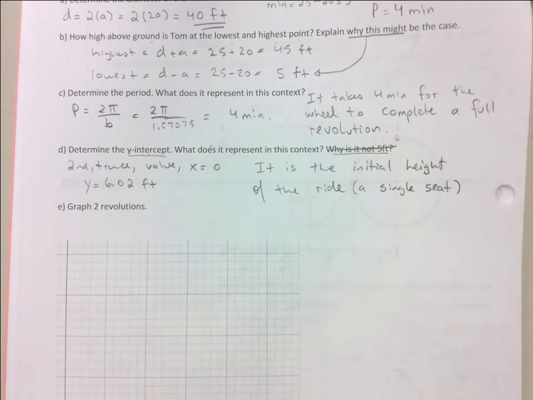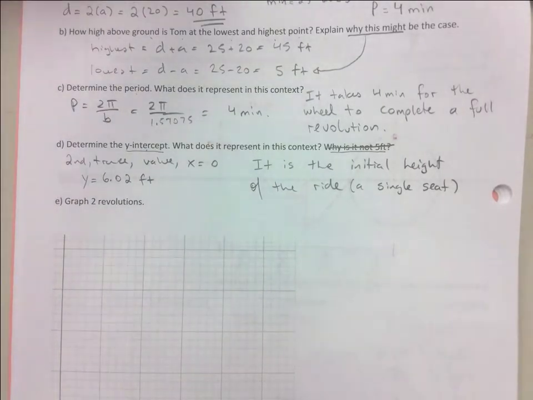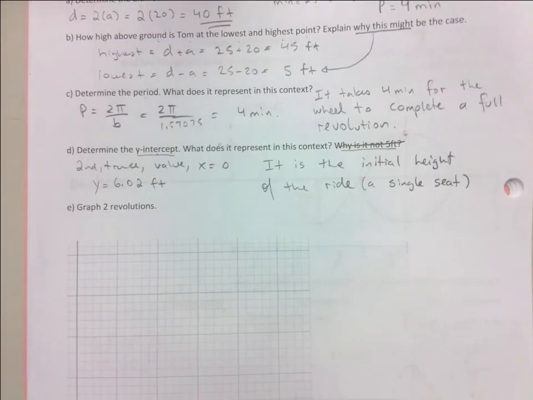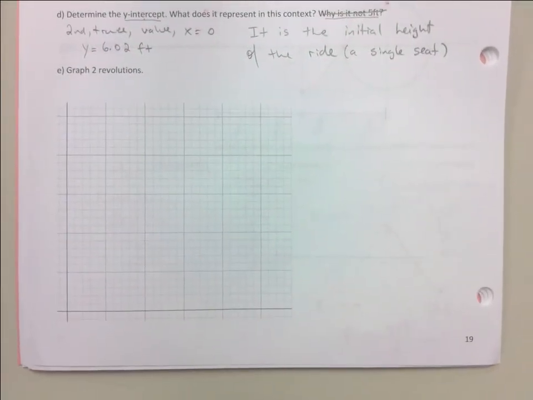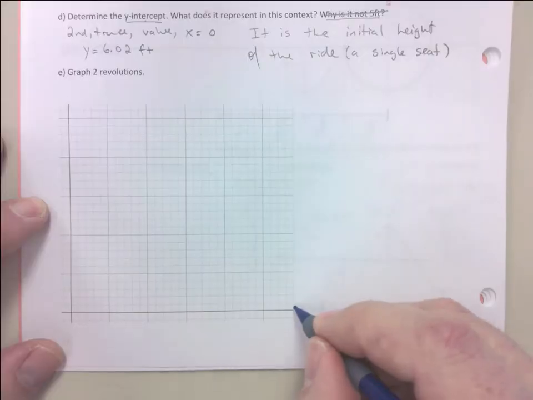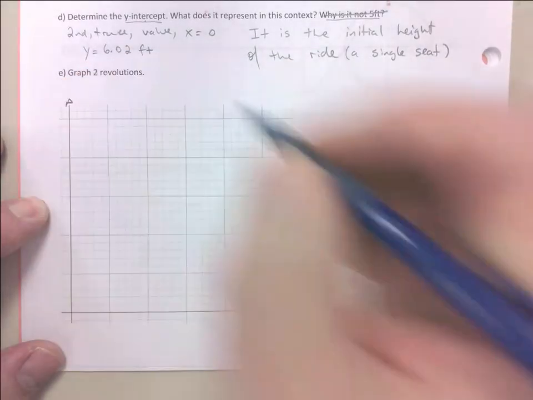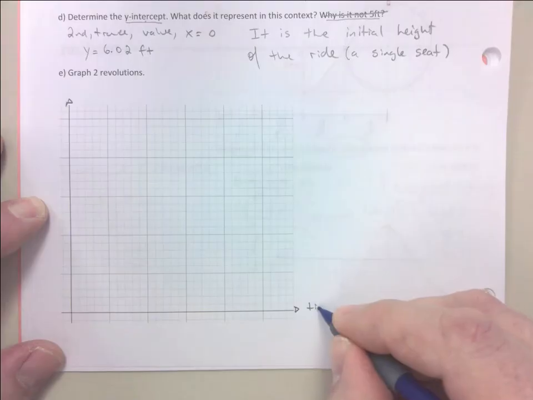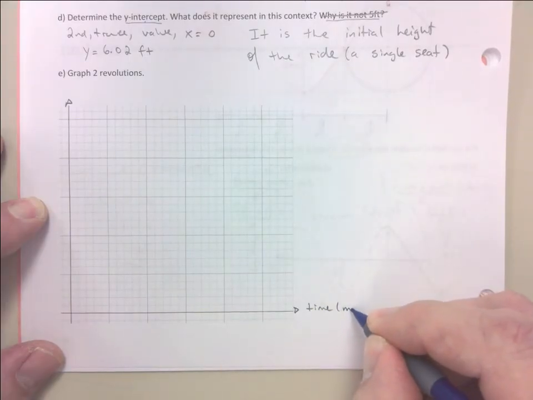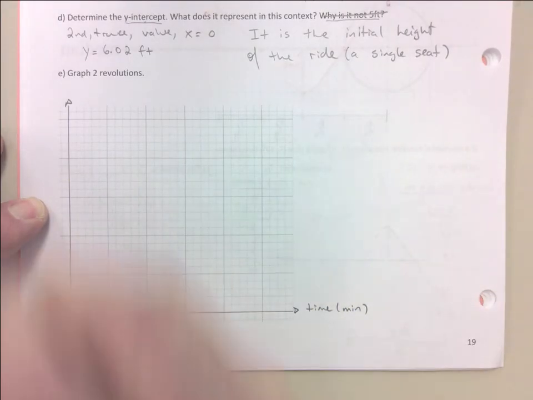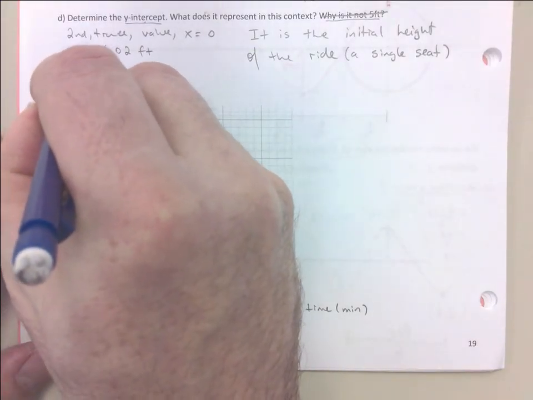And so for a tire, sometimes they say, imagine a rock gets stuck on the tire, and now we keep track of that rock, right? Same thing. So graph this for 2 revolutions. Let's do that. I'm going to start with the basics here. Time in minutes, height in feet.